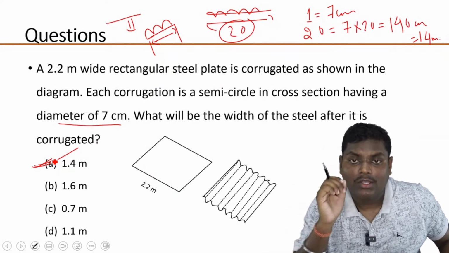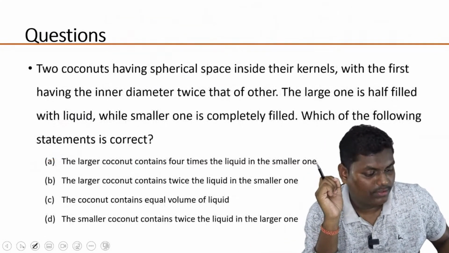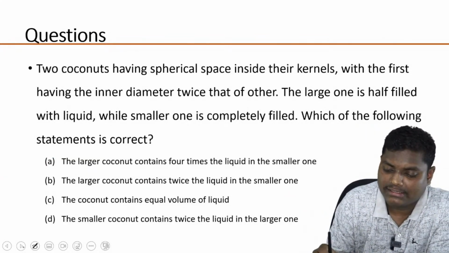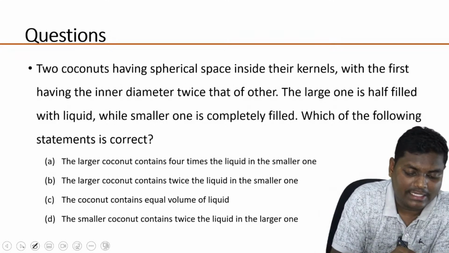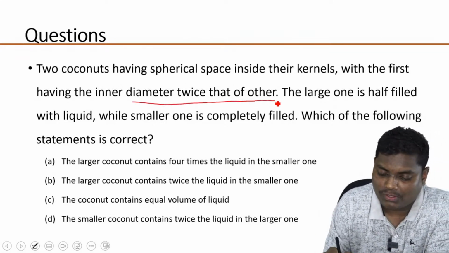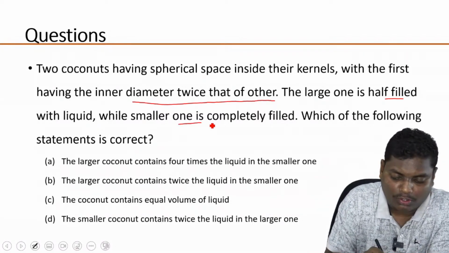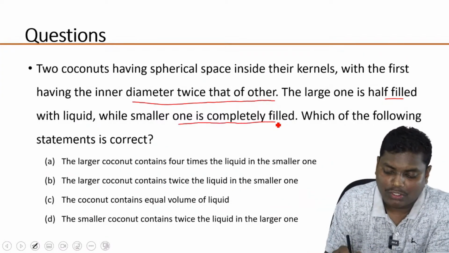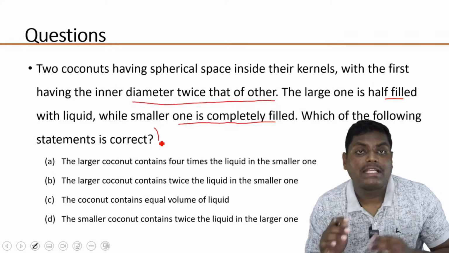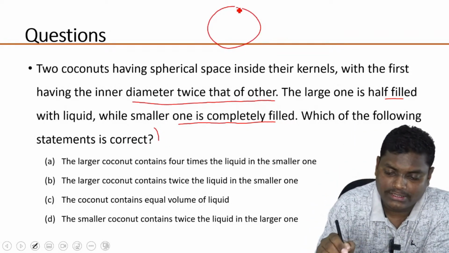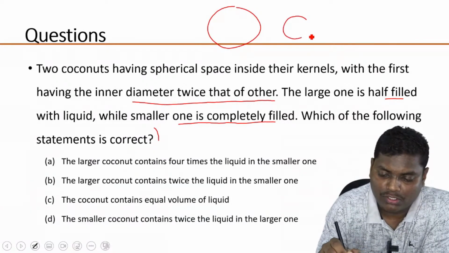Okay. Moving to the next question. Two coconuts having spherical space inside their kernels, with the first having an inner diameter twice that of the other. The other one is half filled with liquid, while the smaller one is completely filled. Which of the following statements are correct? So in this question, we have two coconuts, one larger and one smaller.